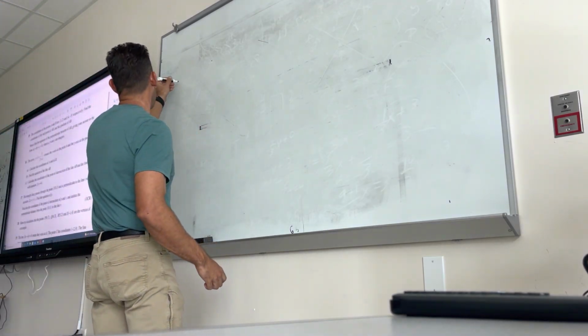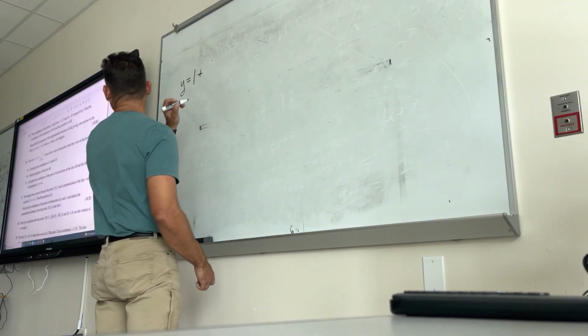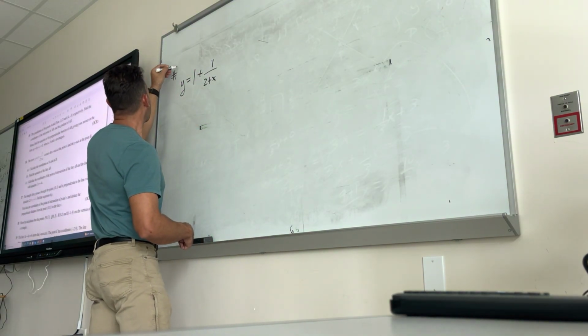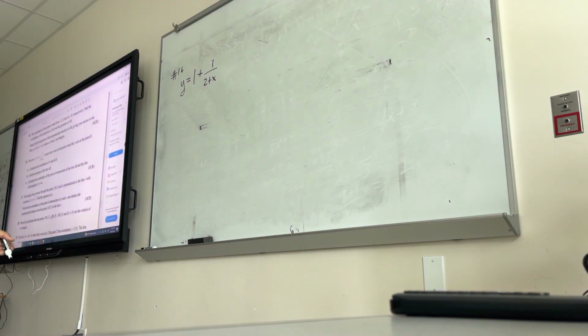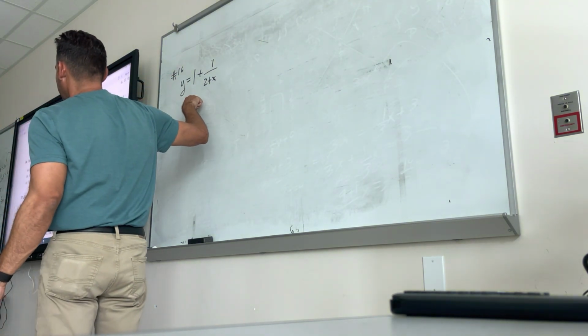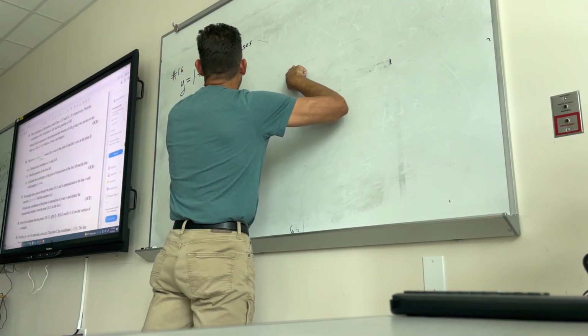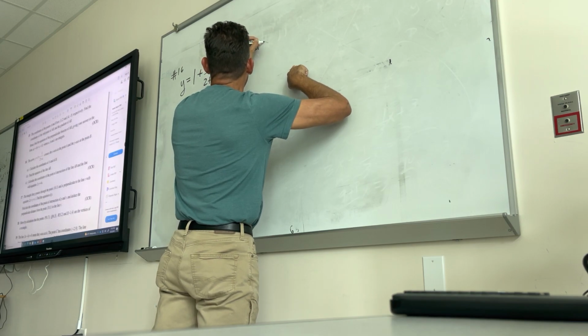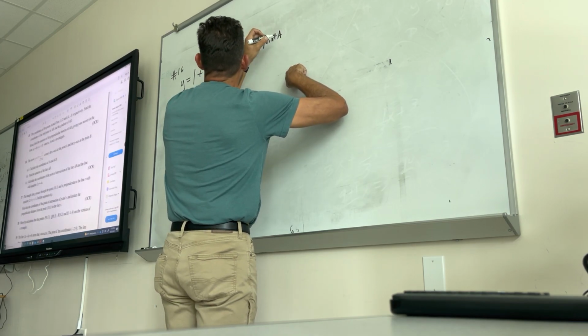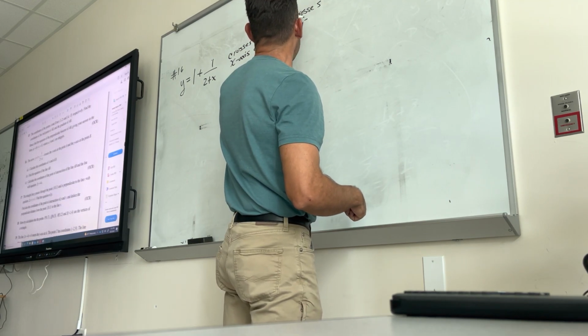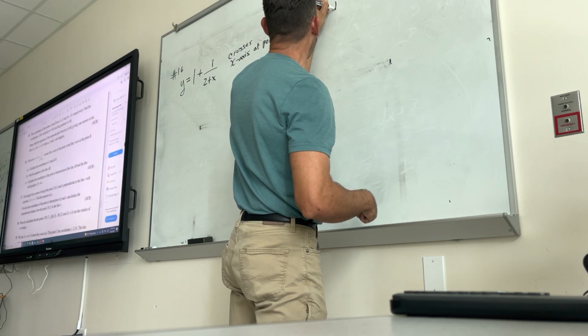So here we have a curve, y equals 1 plus 1 over 2 plus x. So this is number 16. It says it crosses the x-axis at point A, and it also crosses the y-axis at point B.